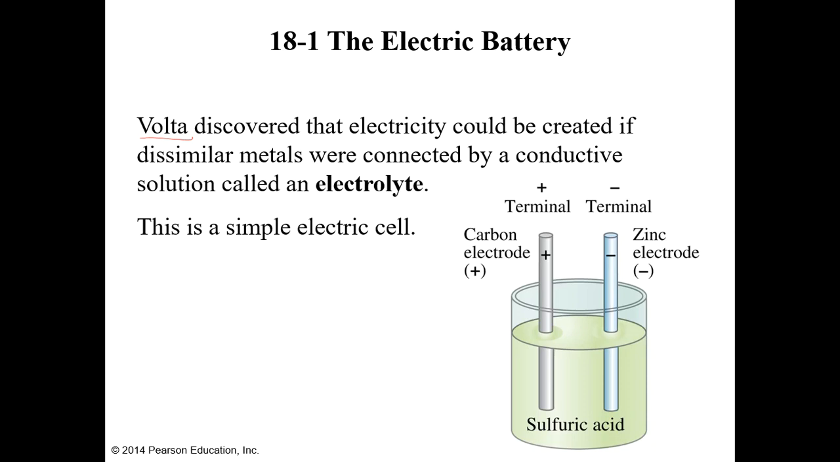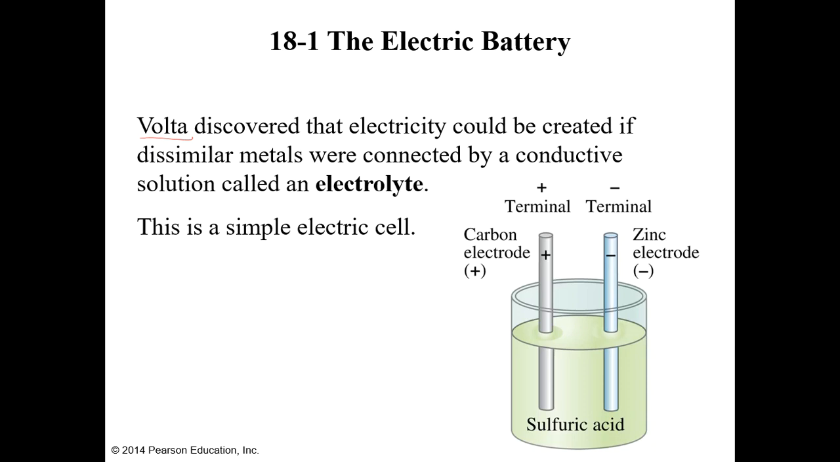Anyway, there was a debate about an experiment between the two of them, and to prove his point, Alessandro Volta took strips of copper and zinc and layered them with basically paper towels soaked in salt water. It's basically what he used. And he recreated the experiment. Well, what he just created was the world's first battery. Basically, through that, he discovered that electricity could be created if you have dissimilar metals which are connected by a conductive solution called an electrolyte.